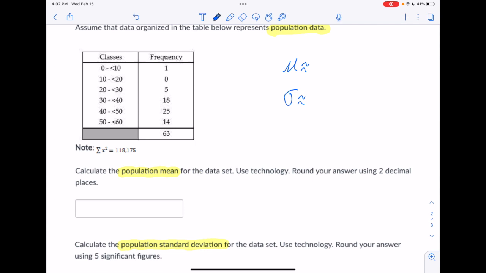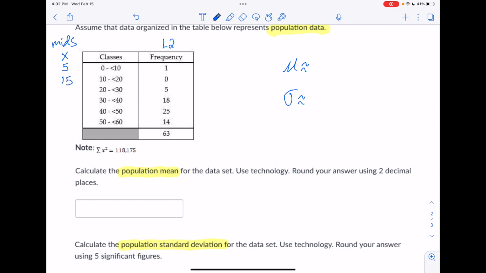What you want to do is put your x values into list 1 and your frequencies into list 2. So we're going to put our frequencies right here into list 2. But what about our x values? Well, our x values come from the midpoints of the classes. So what is the midpoint of 0 through less than 10? That would be 5. For 10 through less than 20, that'd be 15.